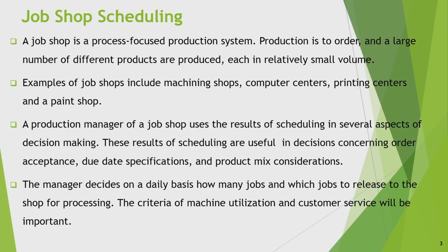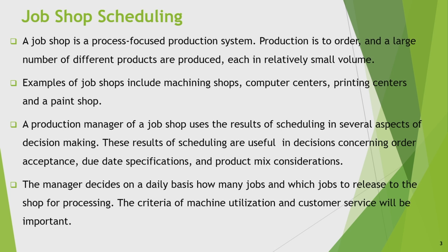So, a job shop is a process focused production system. Production is to order, that means somebody has given an order, then you give production, and a large number of different products are produced, each in relatively small volume. So, here that is the characteristic of a job shop, that production is to order and a large number of different products are produced, each in relatively small volume.